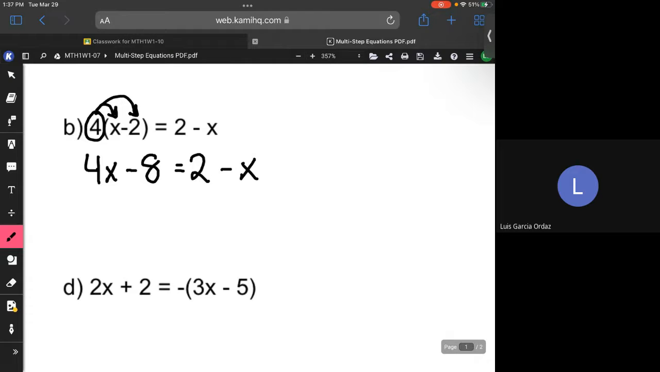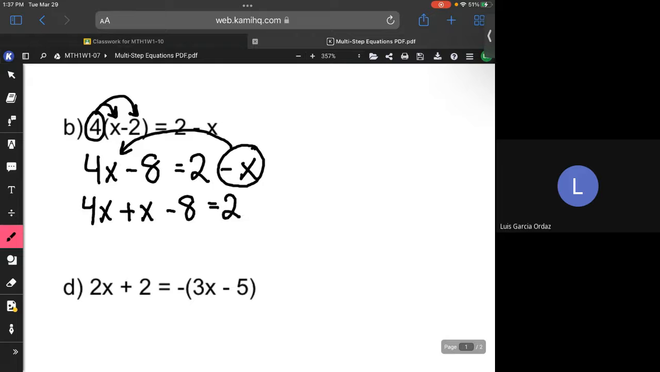So where do you guys want the variables? Okay, you guys are used to the left side. So we have to take this negative x and move it over. So when we move a negative number over, what happens to the sign? It's just positive. So 4x plus x minus 8 is equal to 2. Now my variables are all on one side. However, there's an annoying negative 8 that's there. So what do I have to do with it?